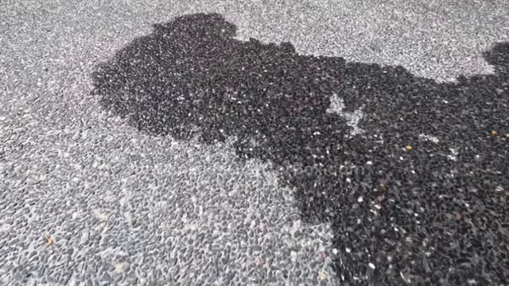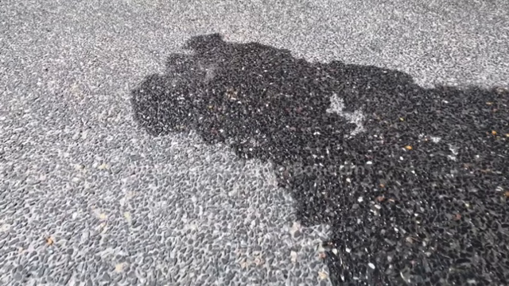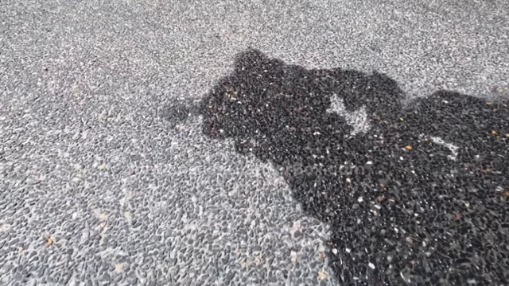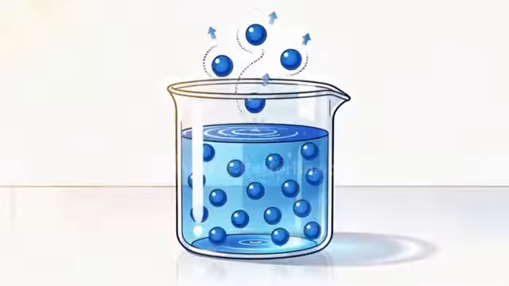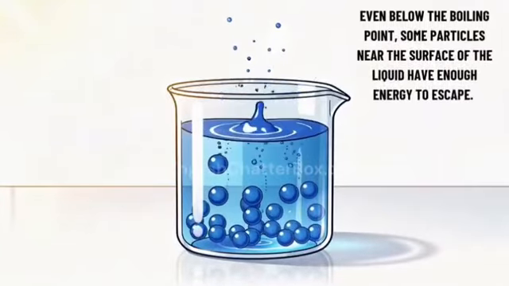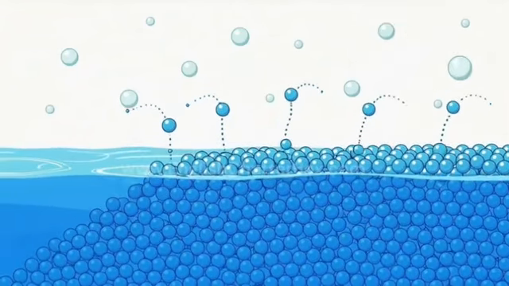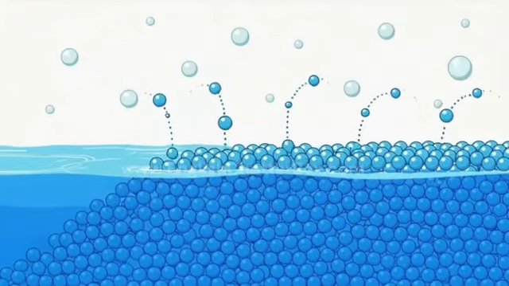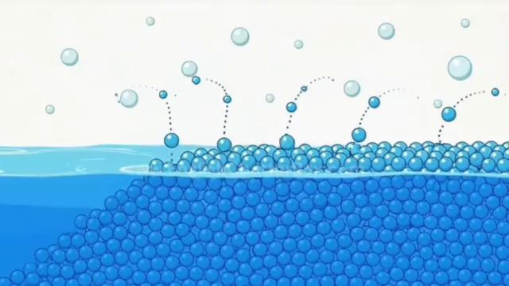But here's an interesting point, and a student in the chapter actually raises this point. Water disappears even without heating it to 100 degrees Celsius. How? The answer is evaporation. Even below the boiling point, some particles near the surface of the liquid have enough energy to escape. It happens slowly. It happens only on the surface and at all temperatures, not just at 100 degrees Celsius.